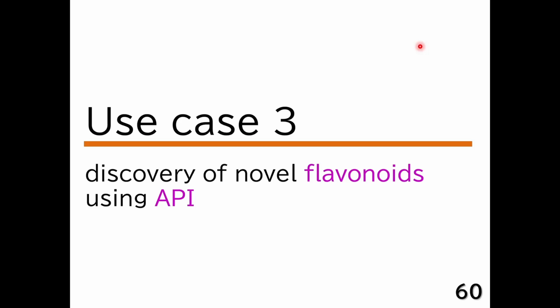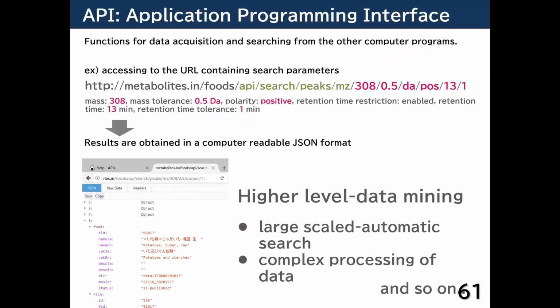The last case is the discovery of novel flavonoids using API. APIs, application programming interfaces, are the functions for data acquisition, searching, and so on from other computational programs. For example, when accessing this URL containing the search parameters, you can get the search result as text data in JSON format, which is an easy-to-use computer-readable format.